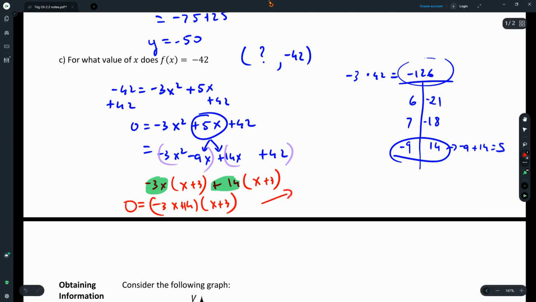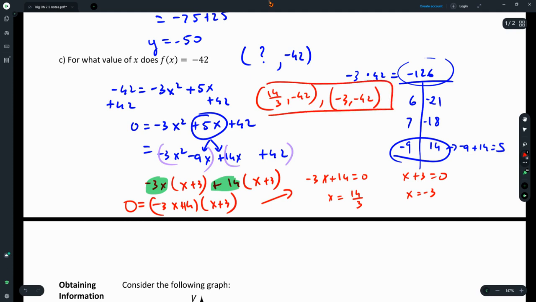So I can solve that out. Negative 3x plus 14 is equal to 0, and x plus 3 is equal to 0. And when I solve this, x is equal to 14 over 3, and x is equal to negative 3. So my points are 14 over 3, negative 42, and negative 3, negative 42. And those are my two values of x, where y is negative 42.